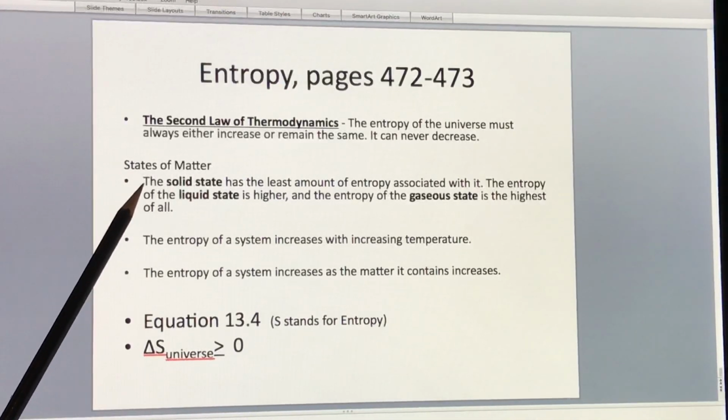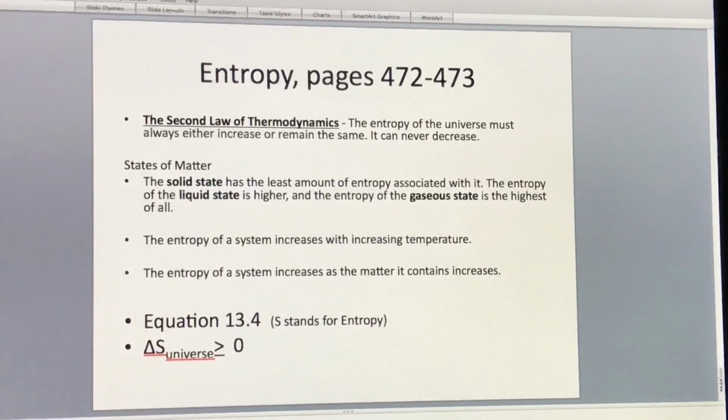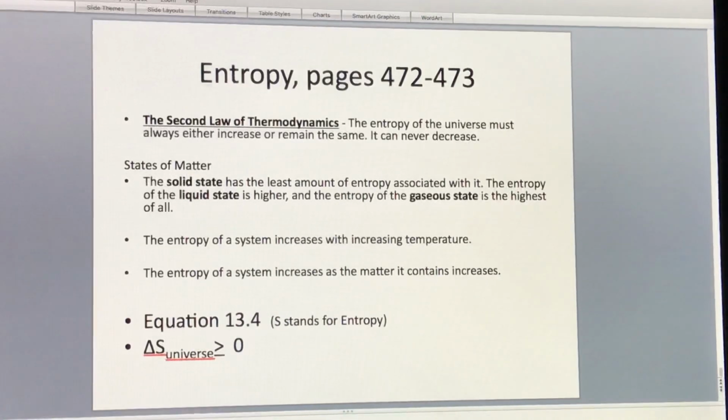But we can look specifically at states of matter. We know that the solid state has the least amount of entropy associated with it. In other words, the molecules stay ordered, compared to the liquid state, where the molecules are moving around more and it has a higher state of entropy. And then finally, the gaseous state is the highest, and the molecules are moving around so randomly and so quickly that the entropy is quite high in that state of matter.